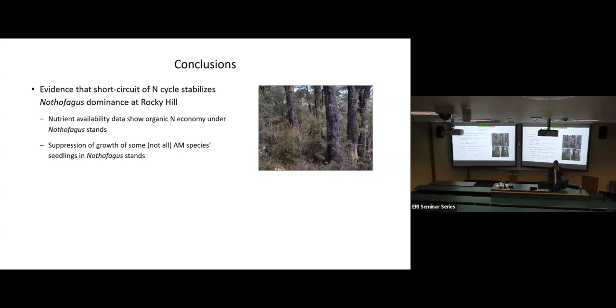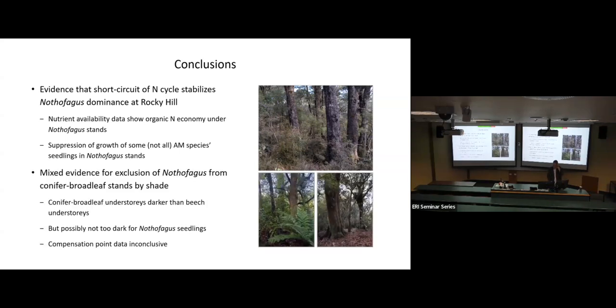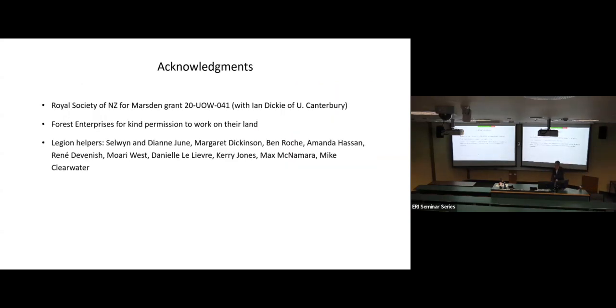The other hypothesis is not so well supported. We do have evidence that the conifer-broadleaf stands are much darker than the beech stands, but they're possibly not too dark for Nothofagus seedlings, and our compensation point data are frankly inconclusive. I'm not sure what we're going to do with them. And that is that.